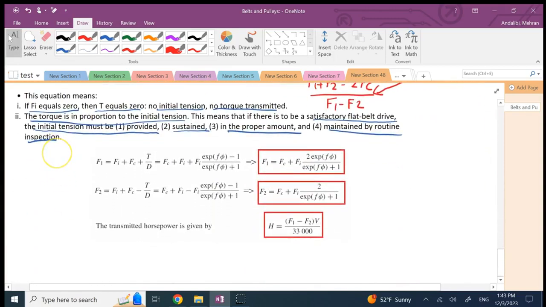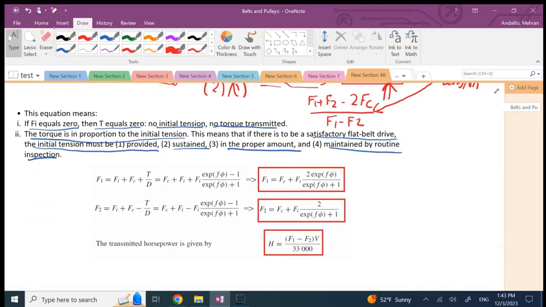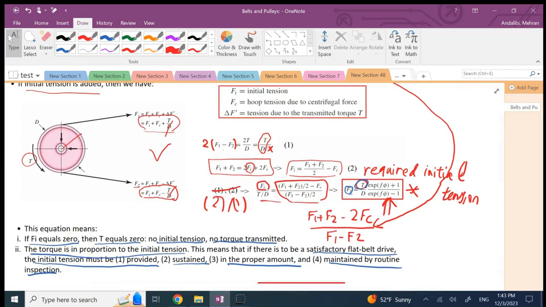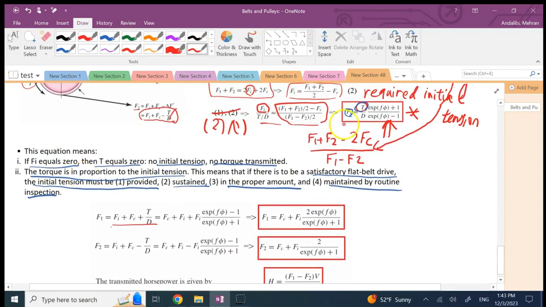Okay, the last part. Can I find F1 and F2 individually? Because so far what I found was the ratio between F1 and F2 related to that exponential term and Fc. Can I find individual terms? The answer is yes. All I need to do is go back to the formulas that we had for F1 and F2. Remember, F1 is Fi plus Fc plus T over D, right? This is the formula for it. And now the formula I found for Fi, I'm going to bring it and plug it right here.